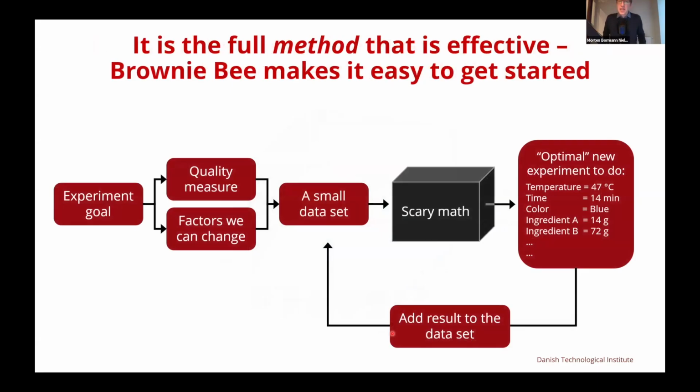Right, but enough of that. The full method in Bayesian optimization is what is effective. Relying on the algorithm alone will not save you from making mistakes if you don't think about what you're doing up front. And we built BrownieBee to try and make it easy to get started on this journey if you're new.